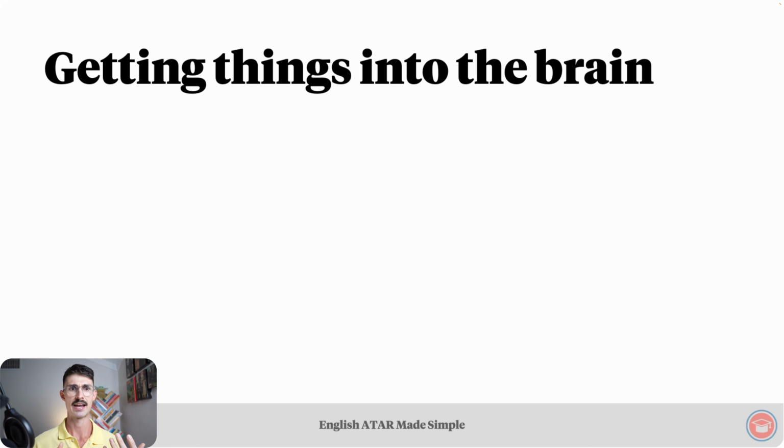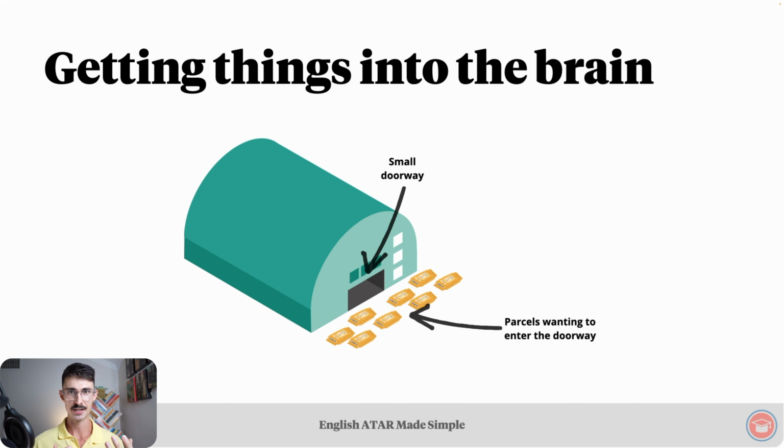Now let's talk about how we can get things into the brain or into the warehouse. For parcels to enter the warehouse, they have to come through this small doorway. And you can only fit so many parcels through the doorway at a given time. The takeaway is it's best to learn in small little bite-sized chunks. That's what I've tried to do in English ATAR Made Simple.